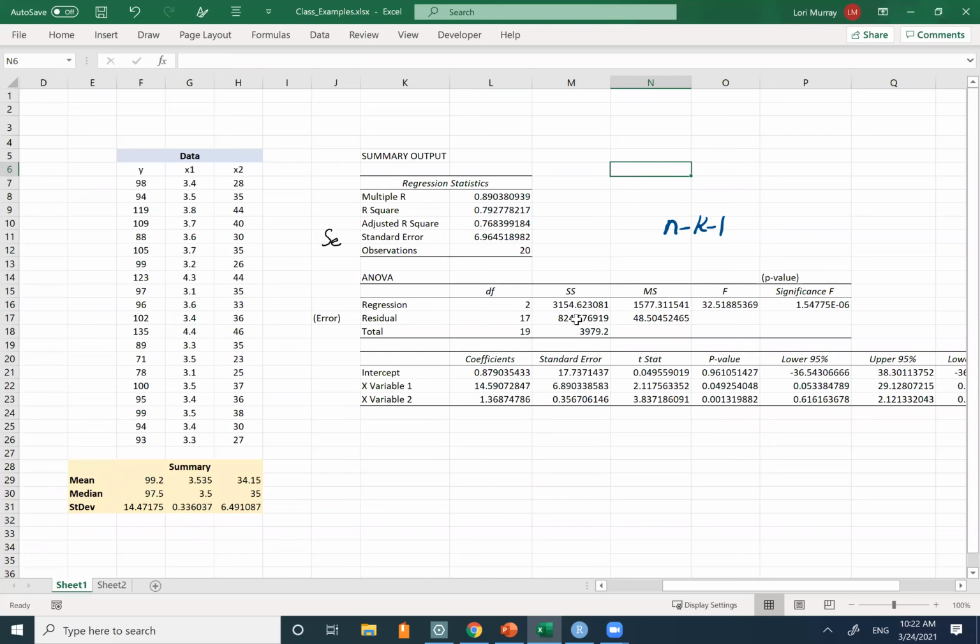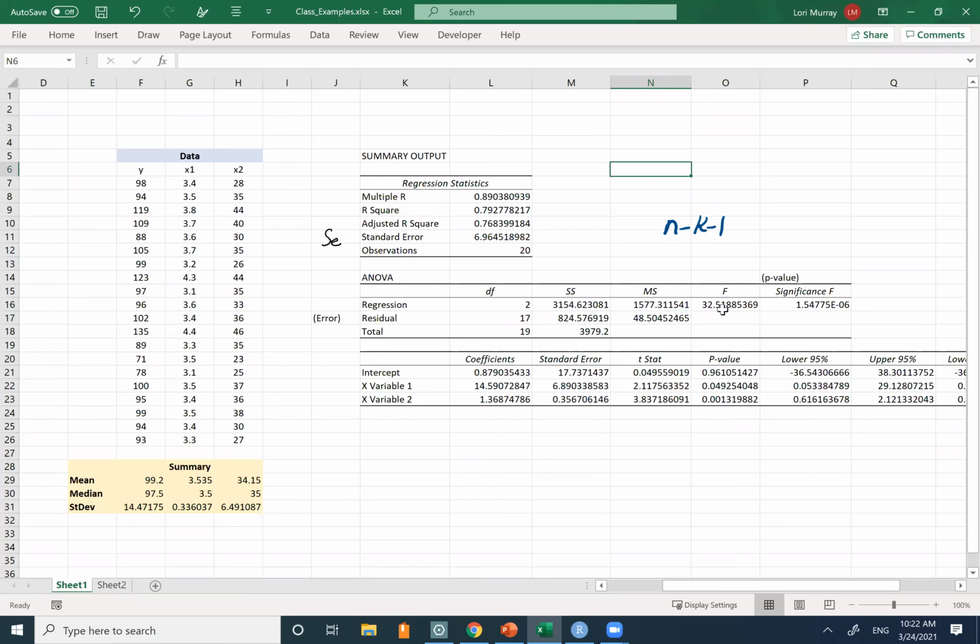So let's try another one. I'm doing this because you might get an incomplete table, so you need to know how it all works. Let's say equals, if I take the sums of squares for the error and divide by the degrees of freedom for the error, I'm going to get the mean square error. And I get 48.5.